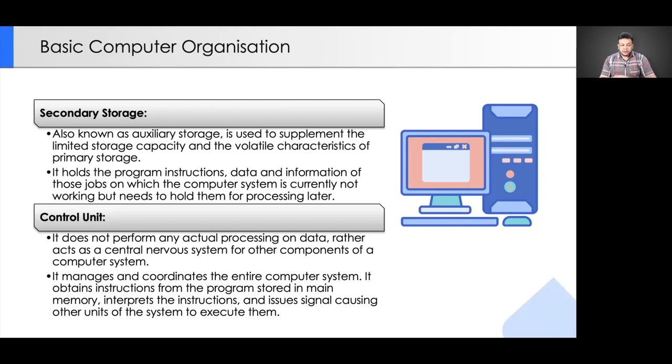Then the control unit. It does not perform any actual processing, but it is responsible for giving instructions to all the inputs. It works like a managerial function. All the devices, whether input, output or storage, are handled by the control unit. It manages and coordinates the entire computer system, and it obtains instructions from the program stored in the main memory.